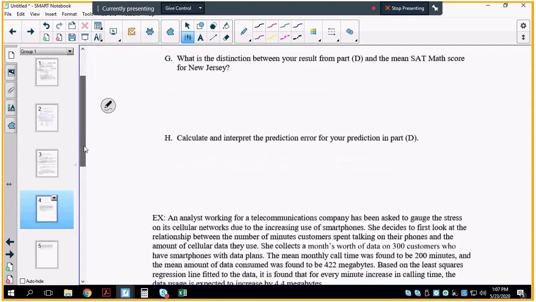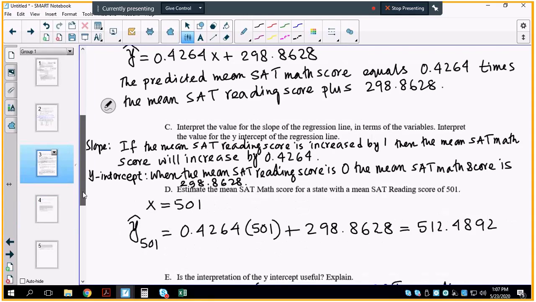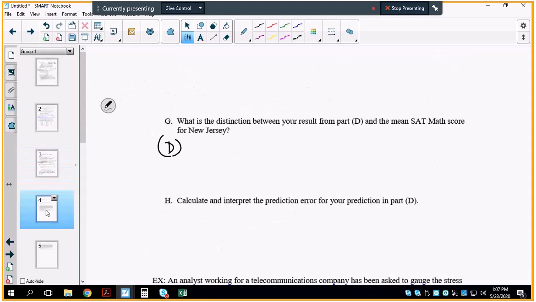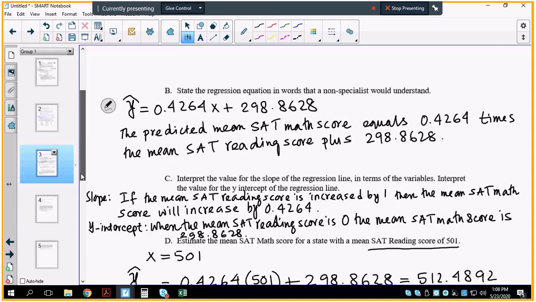What is the distinction between your result from part D and the mean SAT math score of the state New Jersey? So in part D, we estimated the mean SAT math score for a state with the mean SAT reading score of 500, and the estimated value was 512.4892. So we write it first. So from D, y hat 501 is equal to 512.4892.